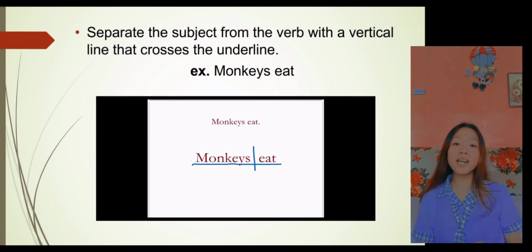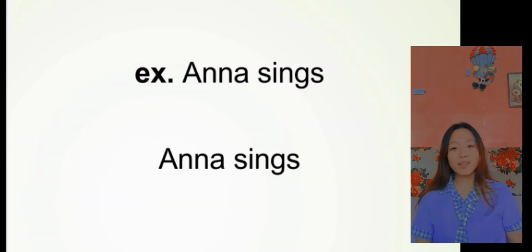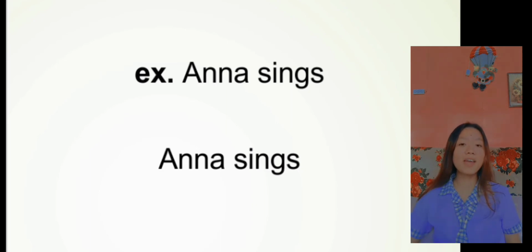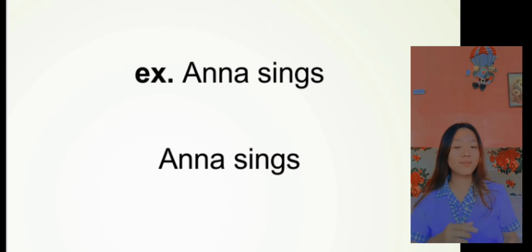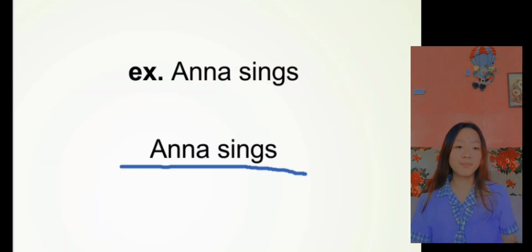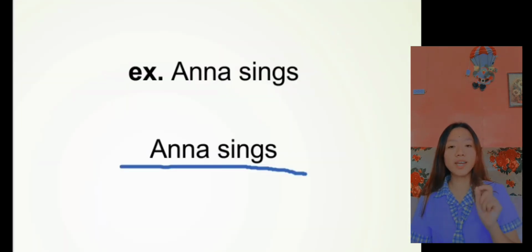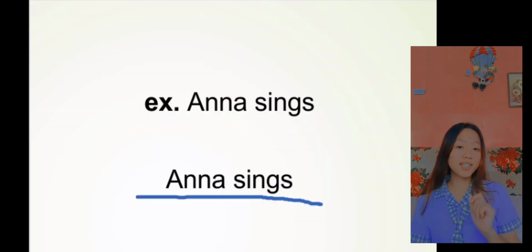So I have here another example of a sentence. Anna sings. So we are going to identify our subject and our verb. Anna is our subject and our verb is sings. So we're going to put Anna and sings together and underline them. Then we separate Anna, our subject, and our verb with a vertical line that crosses the underline.